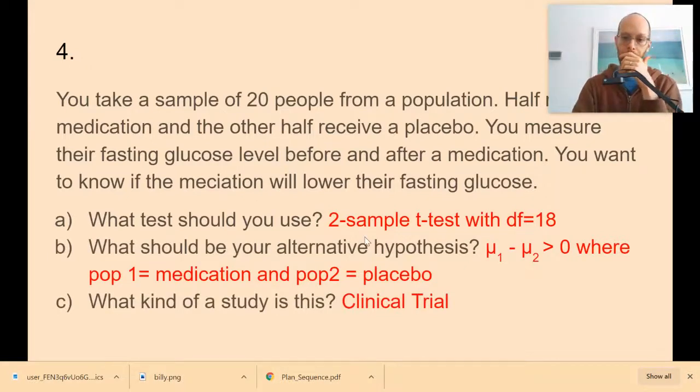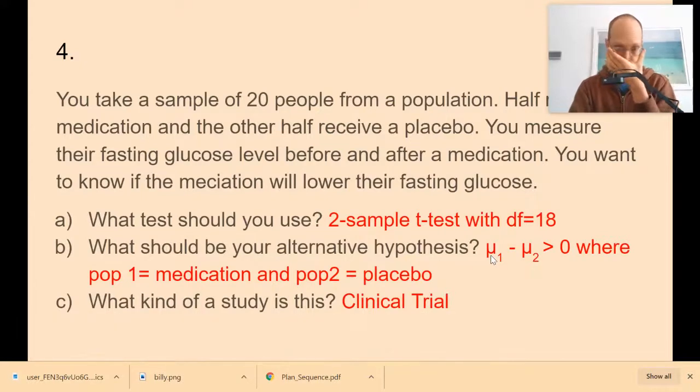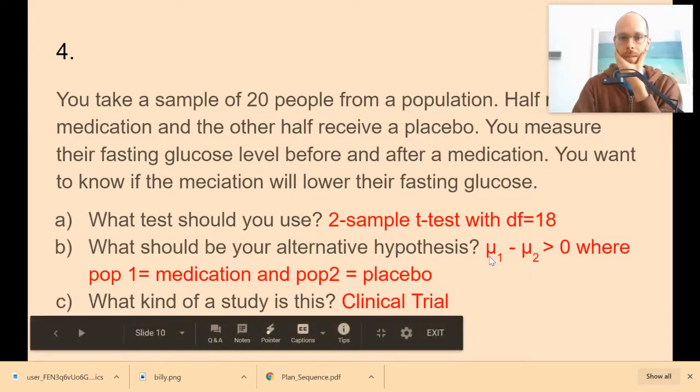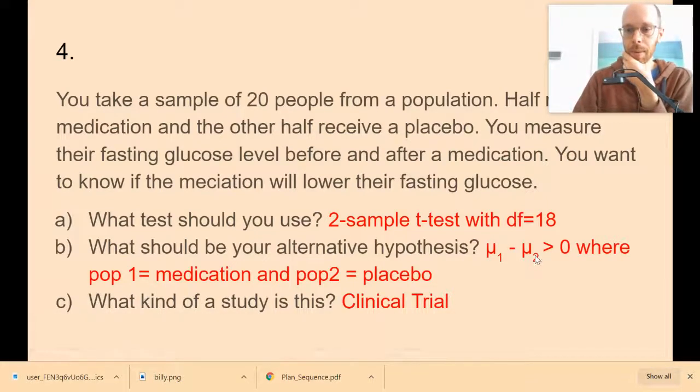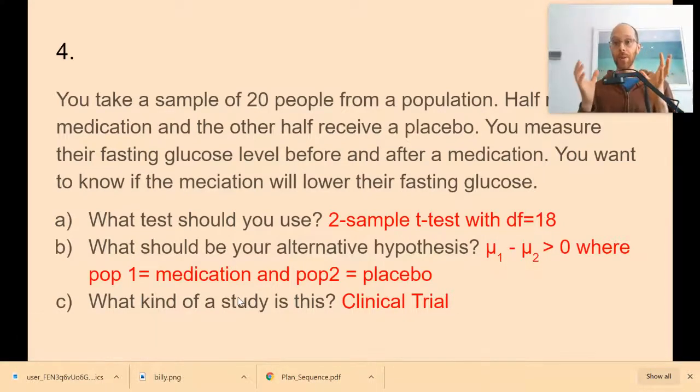Oh, popped them both up. Let's talk about them together. So your alternative hypothesis is going to be that the mean of the medication population minus the mean of the placebo population is positive, or in other words, the medication has a greater effect than the placebo does. And finally, last but not least, this is a clinical trial because it meets all the conditions for a clinical trial, including that you have an experimental or a treatment group and a placebo group.